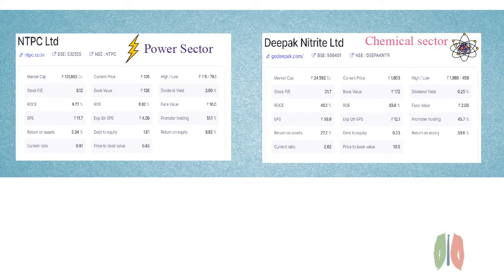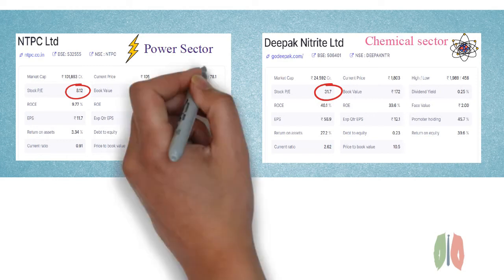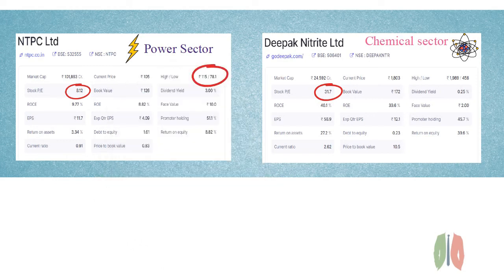But here we can observe that the stock PE of NTPC is 8.12, which is the ideal case, which means that the lower the PE, the better the stock. Deepak Nitrite has a PE of 31.7, which is somewhat good from the PE point of view. But we can see that in the last 1 year, NTPC has a 52-week low of 78.1 and a 52-week high of 115, and the current stock price is 105.